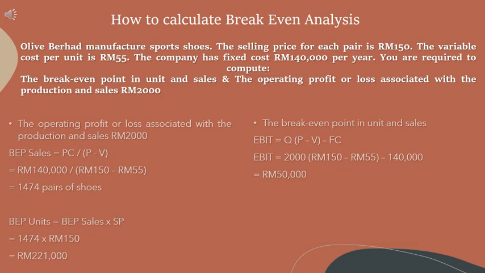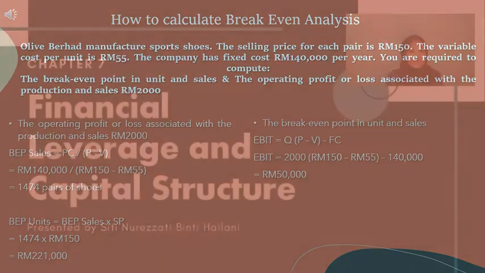The next one is BEP sales equals BEP units times selling price. So 1,474 times 150 ringgit, and we get 2,021,000 ringgit. The next one is the operating profit or loss. For this one, the formula we use is EBIT equals Q times P minus V, minus FC. So we get 2,000 times 150 minus 55 ringgit, minus 140,000, and we get 50,000 ringgit.